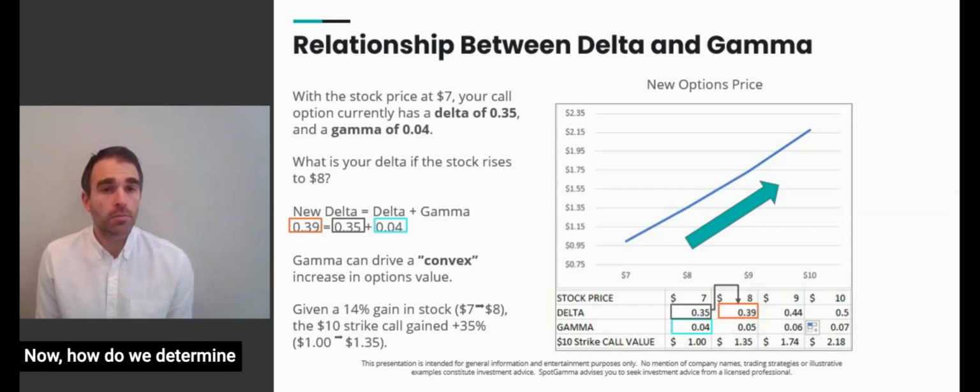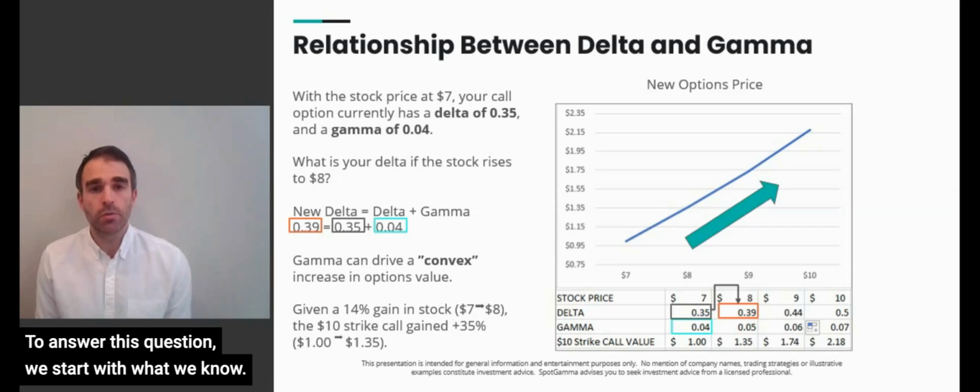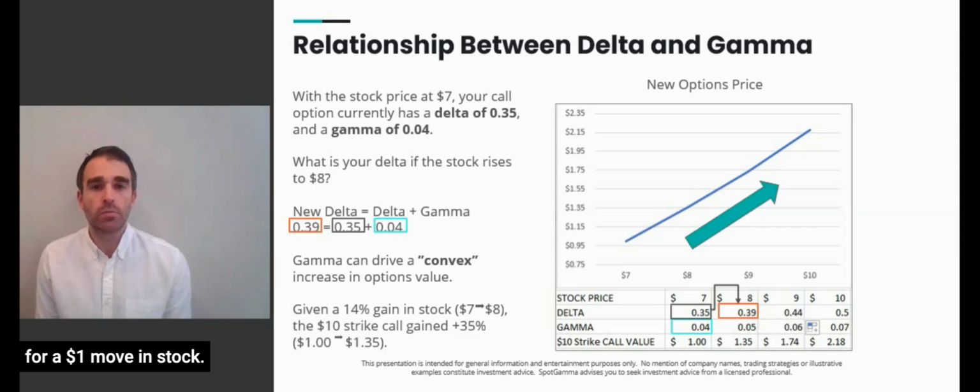Now, how do we determine the theoretical value of this option as the stock price moves to $8? To answer this question, we start with what we know. We know that the delta is the change in option value for a $1 move in stock.